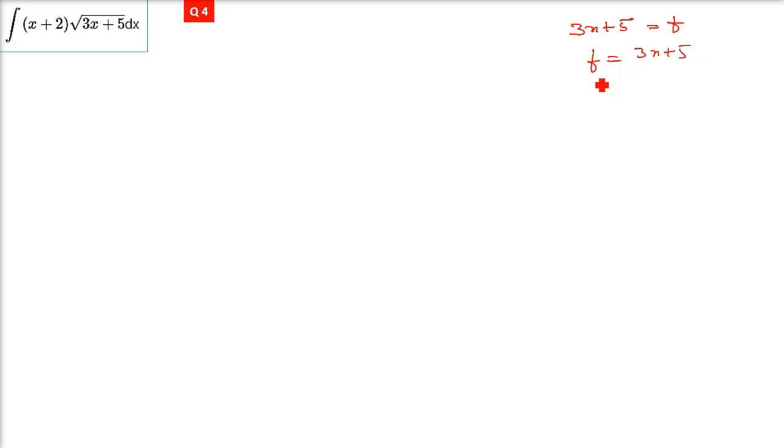So t will become 3x plus 5, which we will differentiate now, and differentiation will give us 3 on the right hand side. So ultimately we got dt equals 3 dx, which is dx equals dt by 3. So dx becomes dt by 3 here in this case.